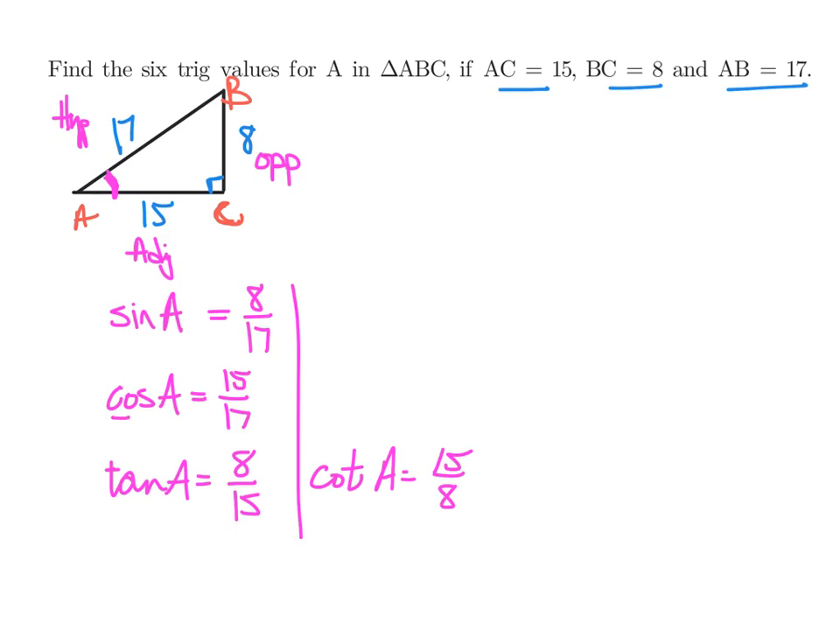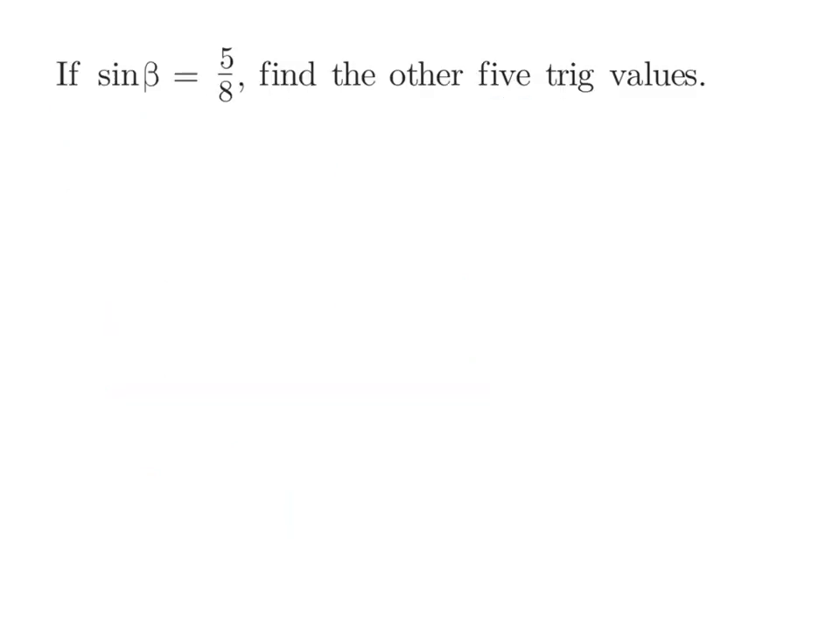Cosine already has a co in it, so its reciprocal function must be secant. And the secant of A is going to be the reciprocal of that, so 17 over 15. And the last one is cosecant. Cosecant of A is going to be the reciprocal of sine, so 17 over 8. This last one seems a little trickier on the surface.